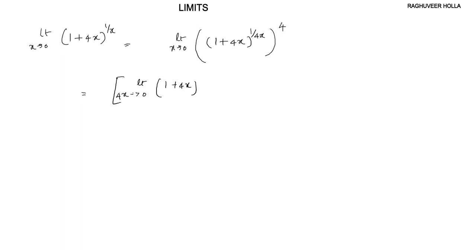Now this is (1 + 4x) to the power of 1/4x, and to the power of 4, right? Now this would be the limit for 4x, and this would be e to the power of 4.